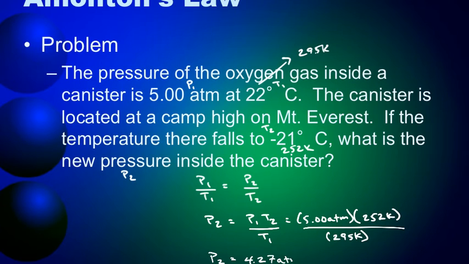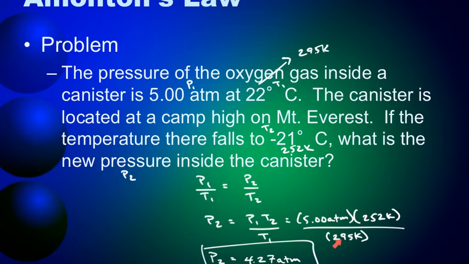4.27 atmospheres. Something to be aware of is you can mentally check your answers. You know this is a directly proportional relationship, so if one variable goes up, the other goes up, or if one goes down, the other goes down. From T1 to T2, we go from 22 degrees Celsius to negative 21 degrees Celsius. Temperature goes down, so pressure should also go down. Well, it started at 5 and ended at 4.27.